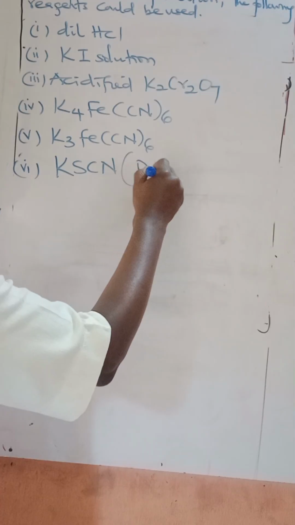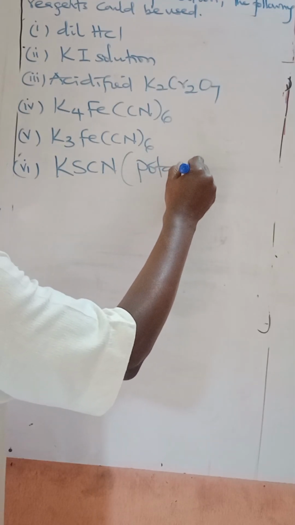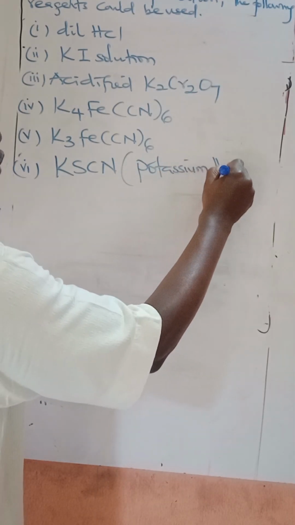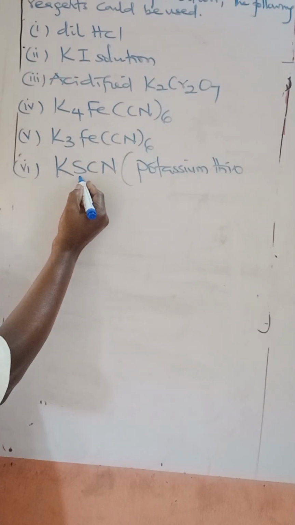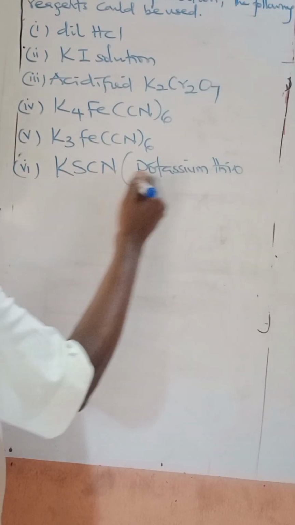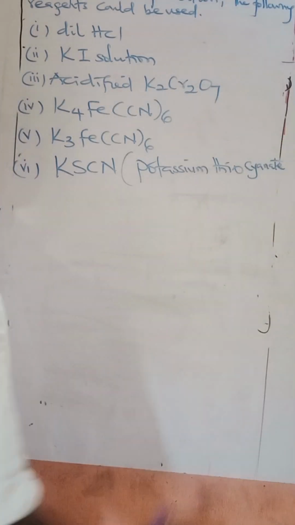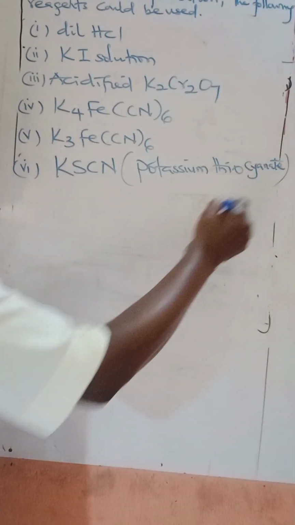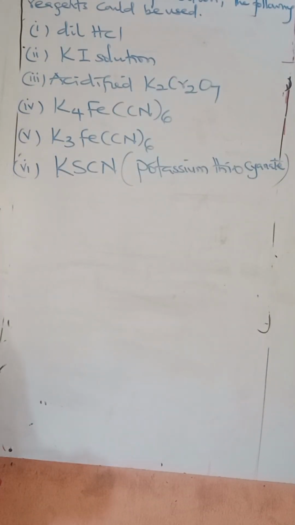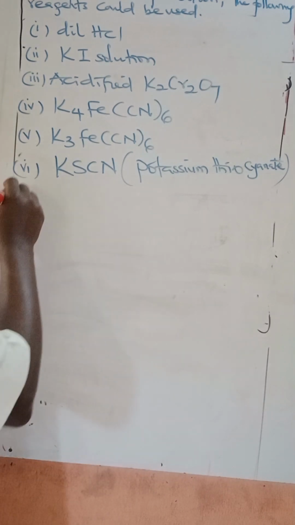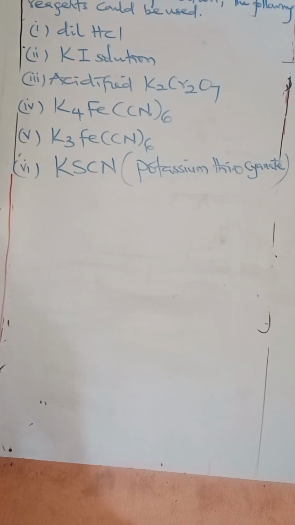This is known as potassium thiocyanate. The sulfur group is called thio. Instead of mentioning sulfur, you say thiocyanate. That's the name. All these are used. So let's start.